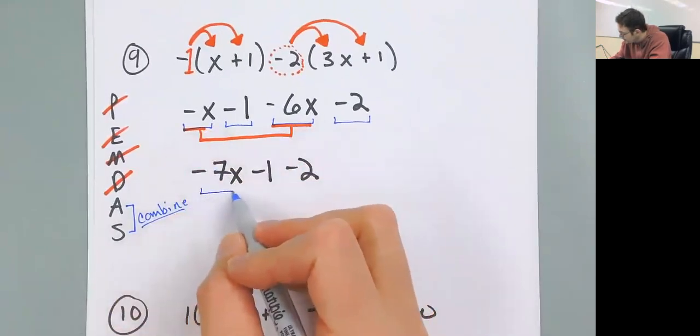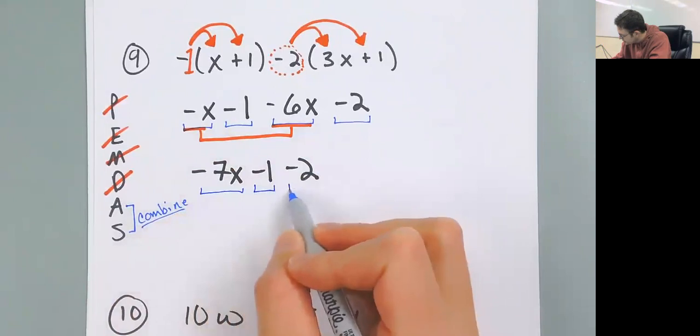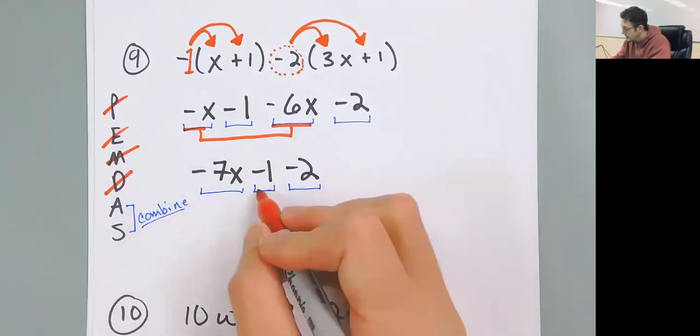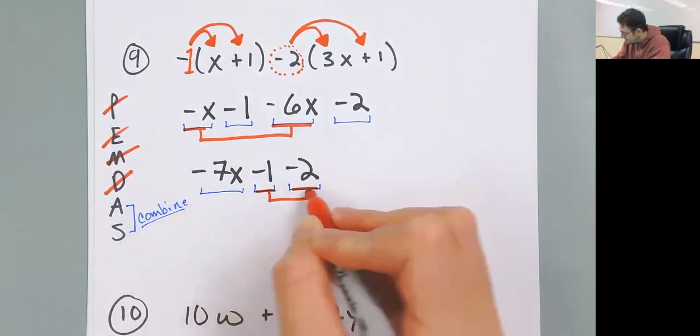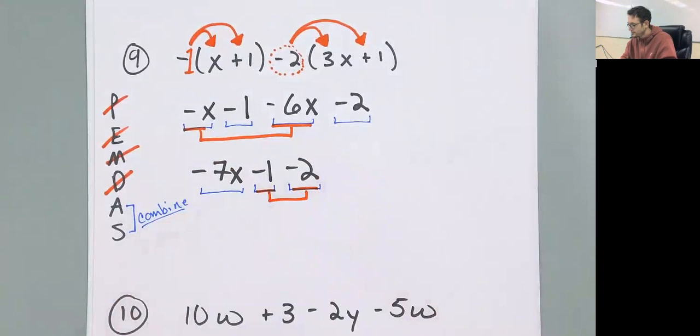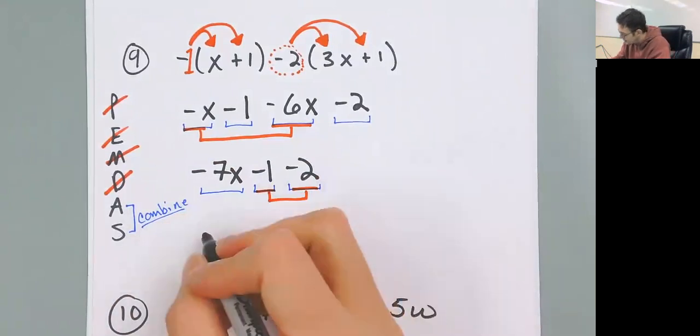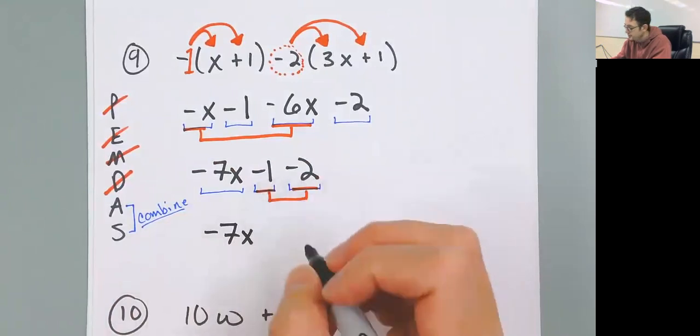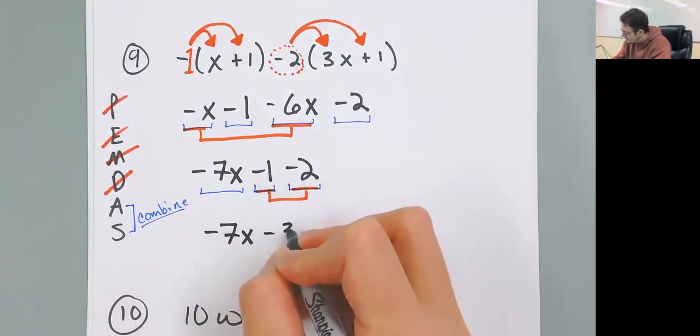Now, I have these 3 terms. And which ones am I going to combine now? Well, it's going to be this one and this one. All right. So I'm not going to touch the -7x. -1 minus 2 is -3.